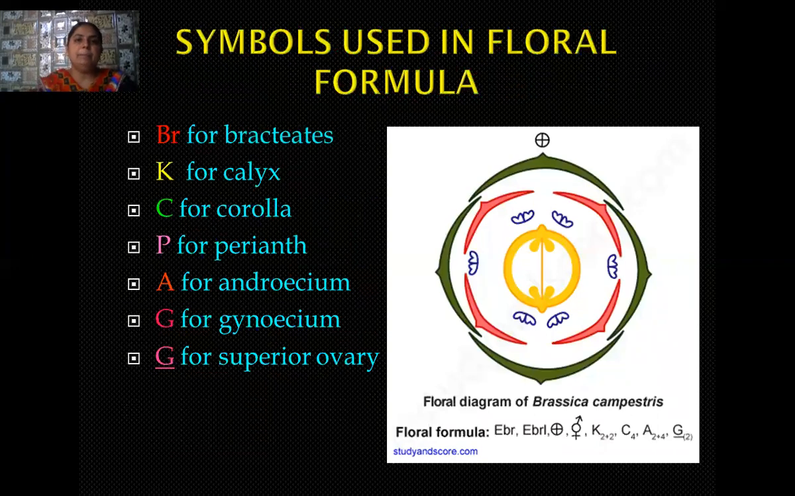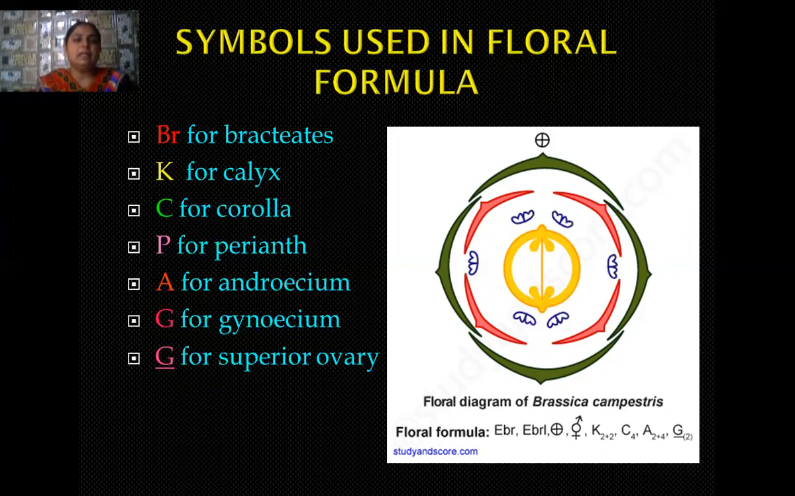So here are some symbols that are used in this floral formula. If we write capital V and small r, then that is for bracts. These bracts are the minute leaf-like structures which are present on the pedicel, except these sepals. Sepals are also green color structures. All right. So capital K for calyx. Calyx is group of sepals. Capital C for corolla. Corolla is group of petals.